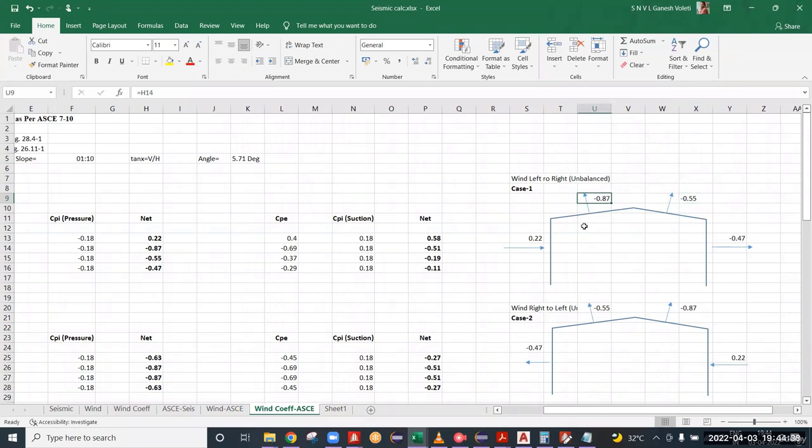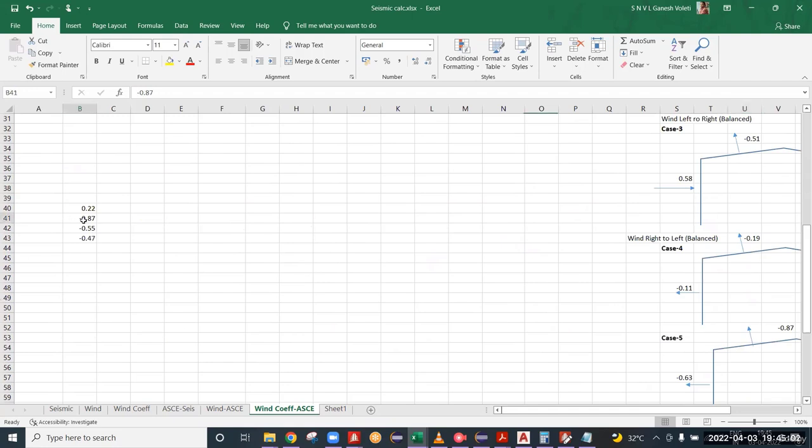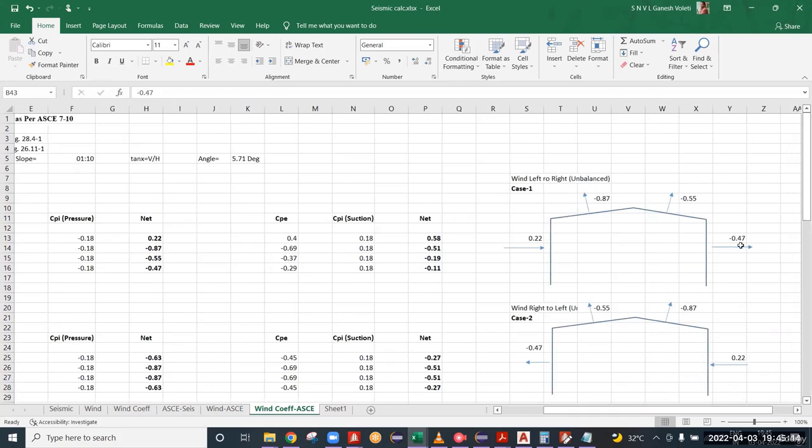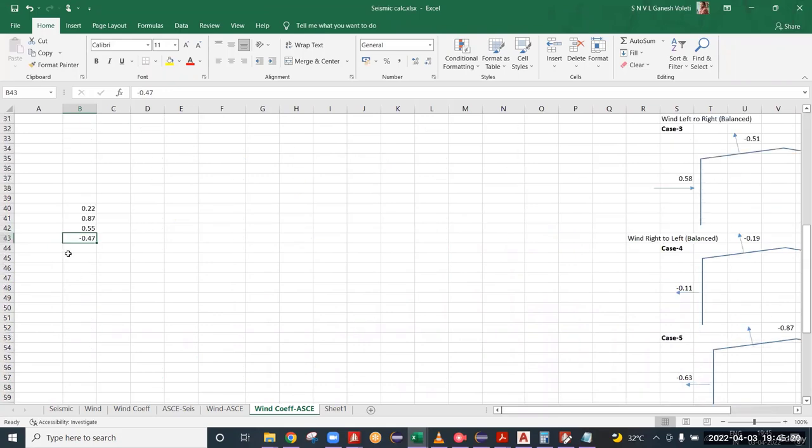Actually these two are negative because of the sign convention provided by the code. But while applying in the STAAD, if you want to apply load in the upward direction, you have to apply positive, because Y is positive towards up only. That is why you have to change the sign convention to positive. This one also becomes positive, and this also, what is the value? It is acting towards right. Towards right, what is the X value? Positive.